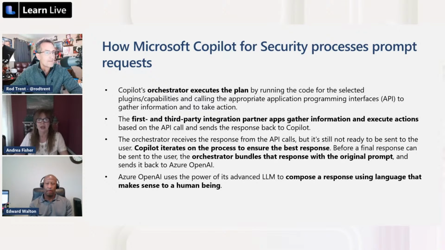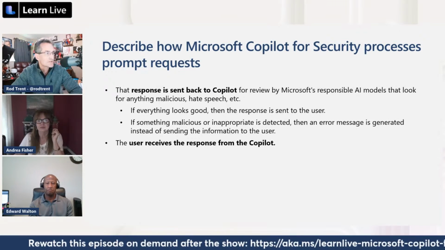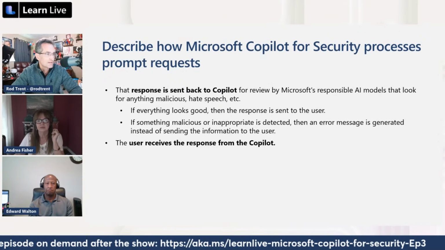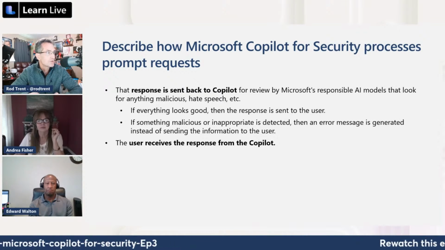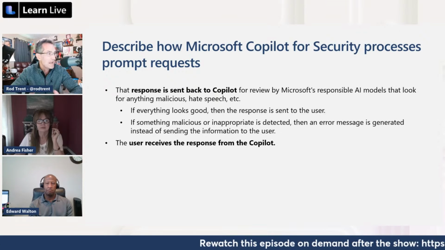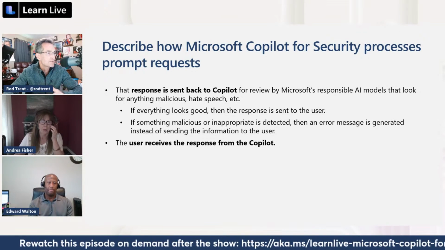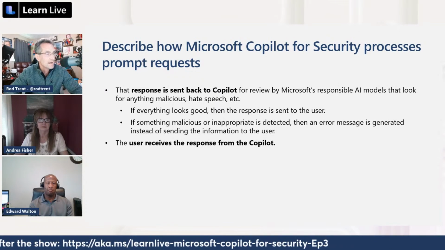Execute actions. Then finally, a response is sent back to Copilot. But again, this is super important: it doesn't really stop there. Those last two mid bullet points, I think, are super important. It goes through our own responsible AI models to make sure that there's nothing in that response that's going to be offensive, and that it's as accurate and factual as possible. If everything looks good, the response is sent back to the user. If something is malicious or inappropriate, it's going to generate an error message, right?